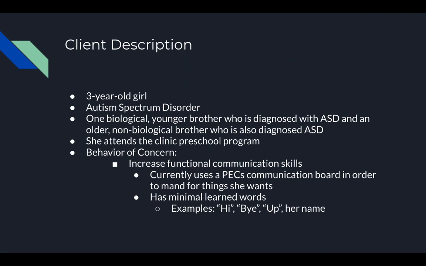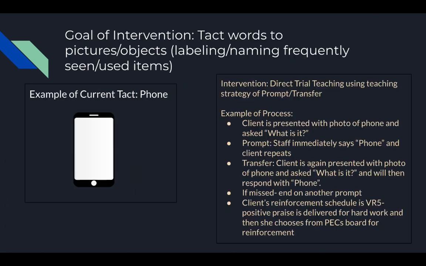Our behavior of concern is that we want to increase functional communication skills. She currently uses a PECS communication board to mand for things that she wants. She has minimal learned words, so some examples of this are hi, bye, up, and her name. And she just currently learned up. Most all of her words are echoics.